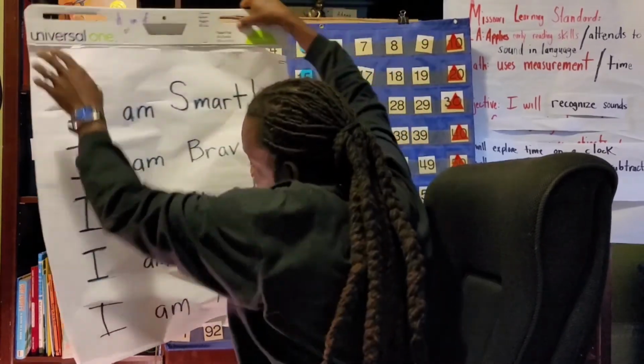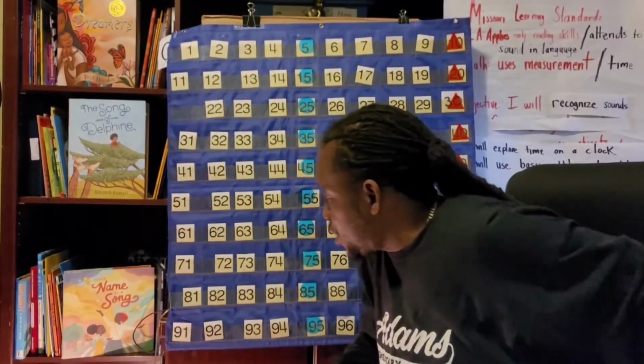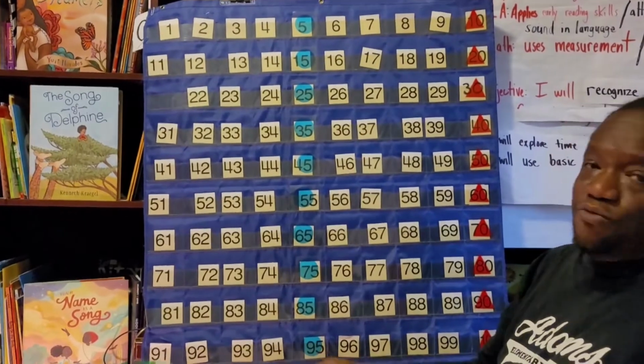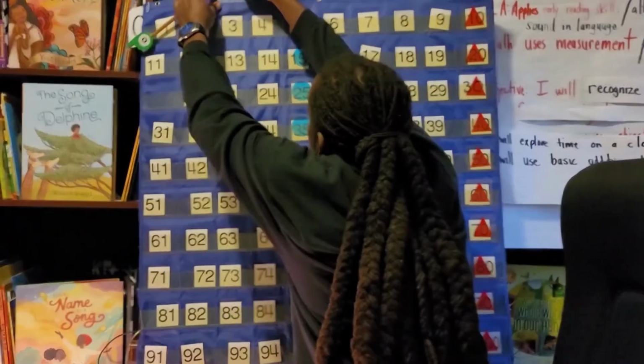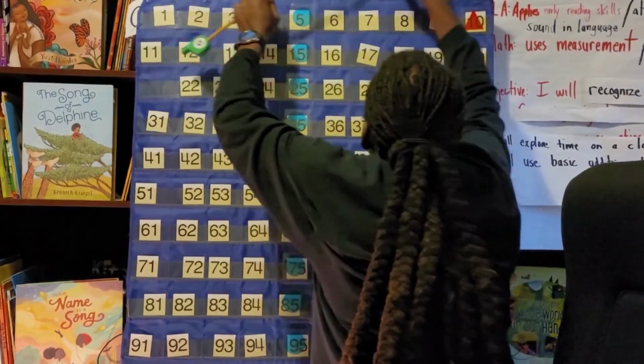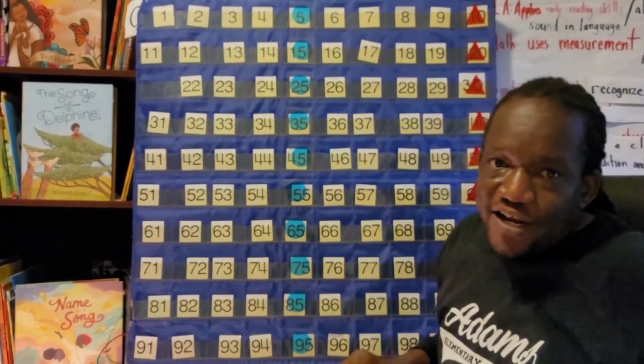And let's count some numbers. You ready to count some numbers? We are going to start on number 91 today. Uh-oh, my number chart's going to fall down. If it falls down, don't laugh. All right, here we go.